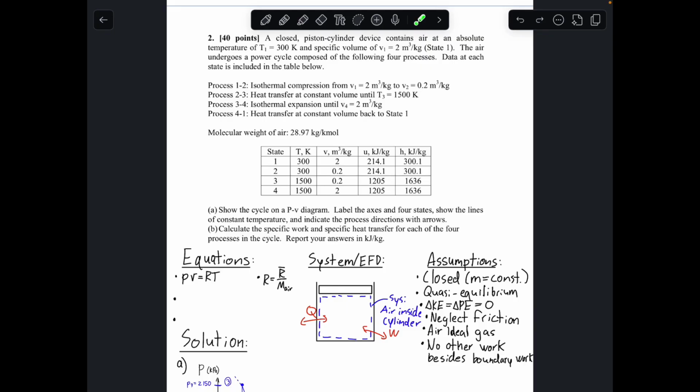And then heat transfer, how can we solve for that? Well, if you see heat transfer and work in the same sentence, we should automatically be thinking about first law, because that's the equation that brings together work, heat transfer, and changes in energy of the system, specifically internal energy, which we have here in the table. So let's scroll down and look at those equations that we're going to need.